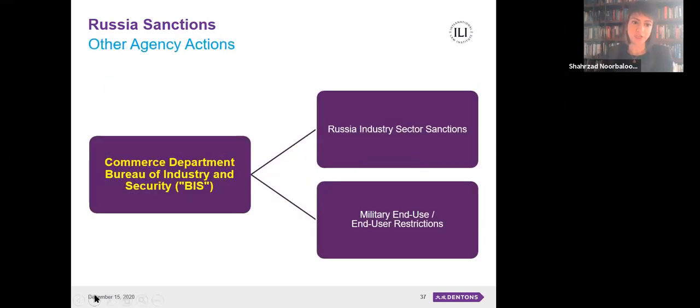Quickly, I just wanted to touch upon certain other actions that are administered not by OFAC, but by other agencies, but that are very closely related and impact people operating in this space. So these are actions administered by the Department of Commerce's Bureau of Industry and Security, also known as BIS, and they include largely, there are others, but the two main that I'll cover now are the Russia industry sector sanctions and military end use and end user restrictions. Next slide, please.